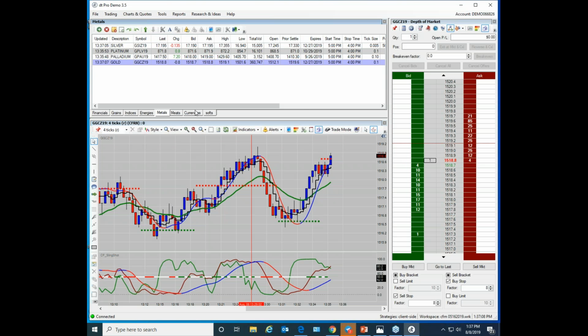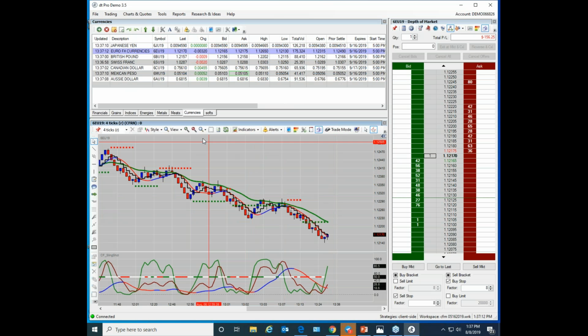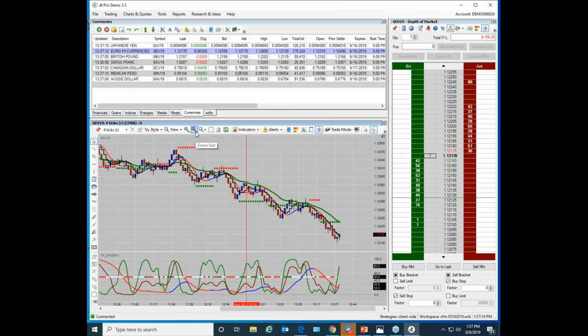We'll go to a different market. Let's go to a currency. Let's go to the euro currency. Okay, this one is obviously trending. See how we have lower lows? Looks like a slinky going down a set of stairs. Okay, this one's an easy and obvious one, right?